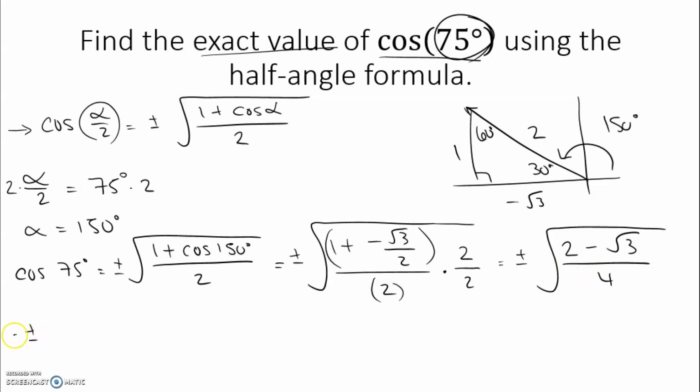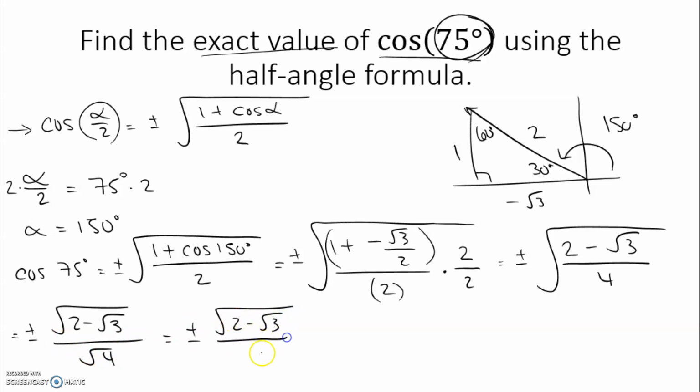Then break it apart. So square root of 2 minus the square root of 3 all over the square root of 4, which is plus or minus the square root of 2 minus the square root of 3 all over 2. Okay, last thing to decide is, do I use the positive or the negative? And since we're looking at 75, which is in the first quadrant, and cosine of anything in the first quadrant will be positive, so this is the square root of 2 minus the square root of 3 all over 2.